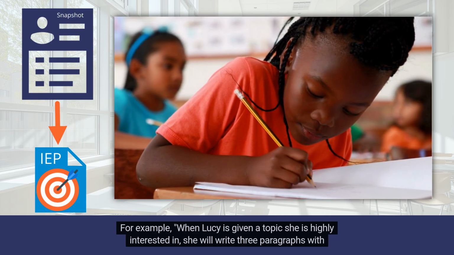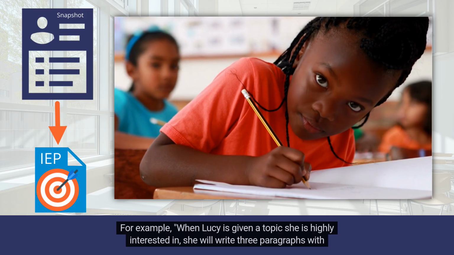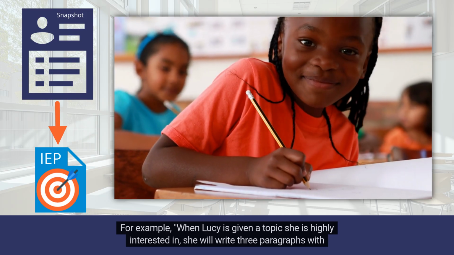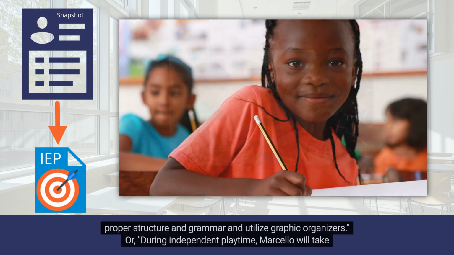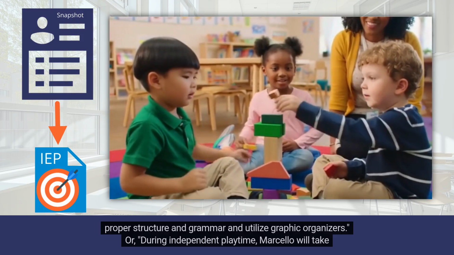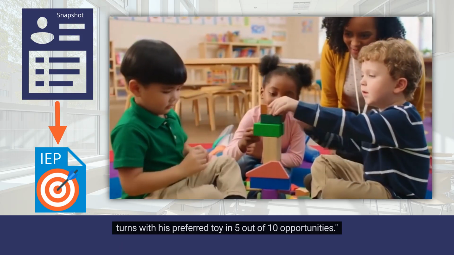For example, when Lucy is given a topic she is highly interested in, she will write 3 paragraphs with proper structure and grammar and utilize graphic organizers. Or, during independent playtime, Marcello will take turns with his preferred toy in 5 out of 10 opportunities.